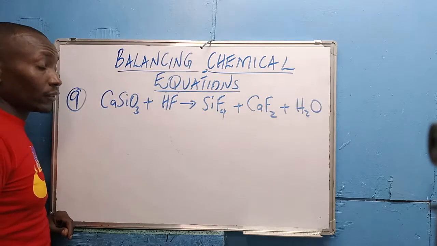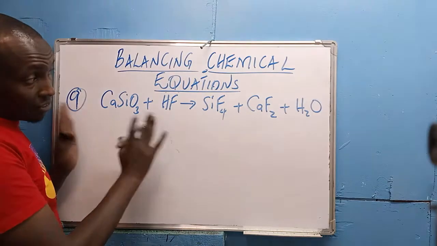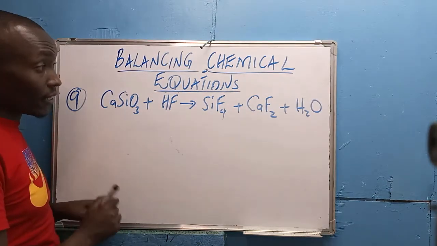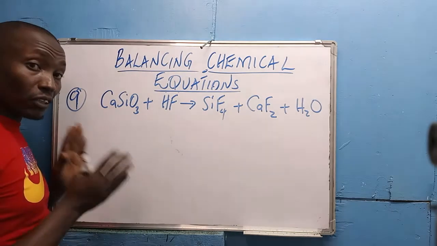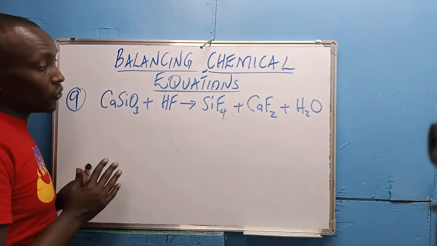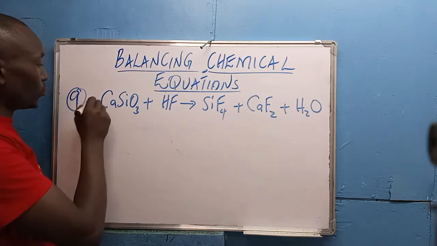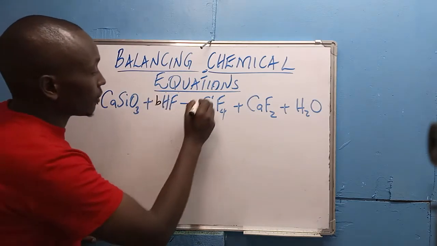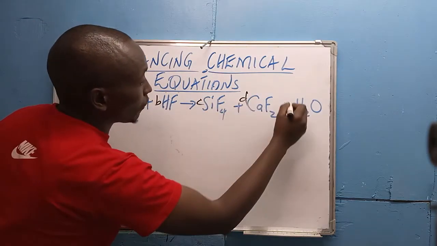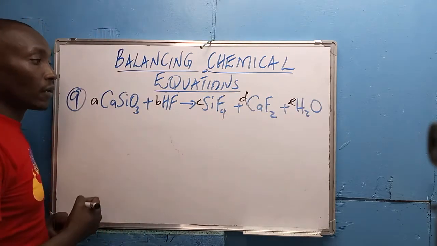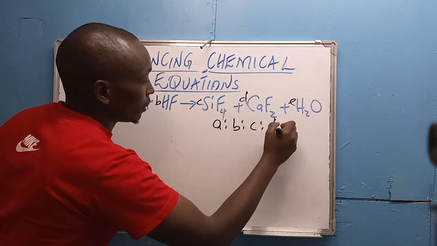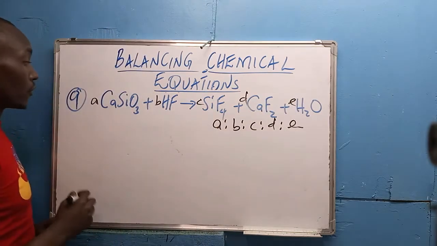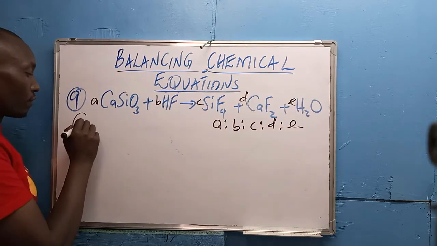The next question that I wish we balance, look at it. It is having a number of elements. So trying the old method for this, it will truly disturb you. So what we need to do is to just attach the constant as we were doing. Then we try to establish the ratio A, B, C, D, and E. Good. Then we go element after another.